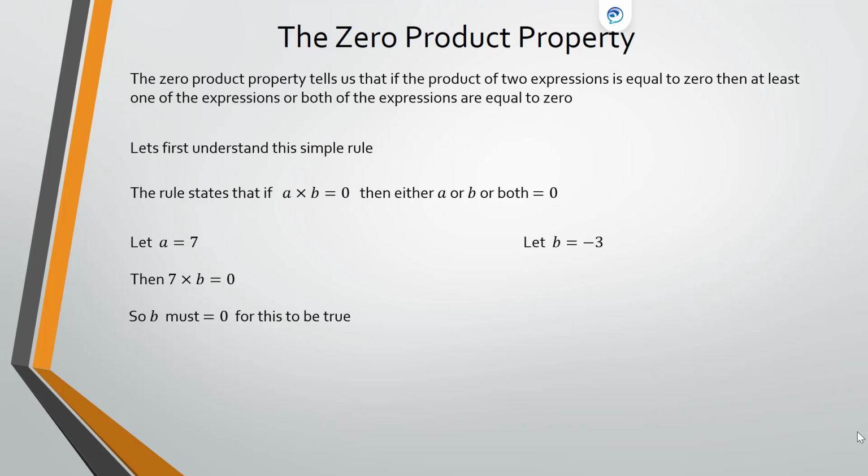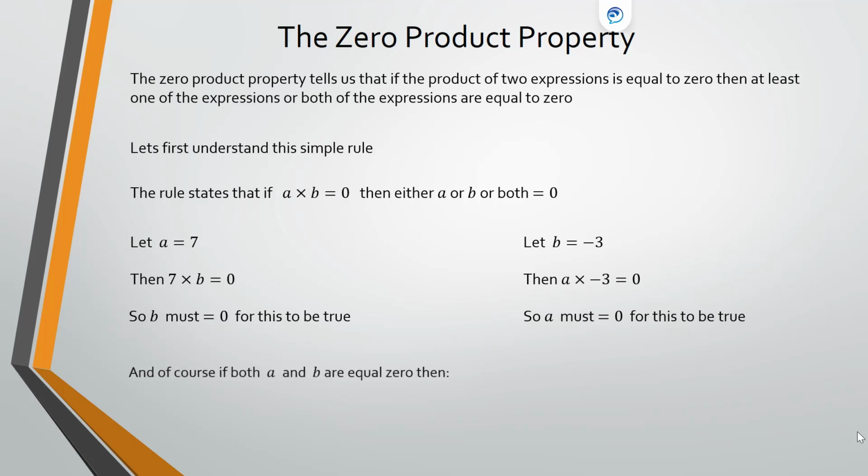7 times 0 is 0. Another example, let B equal minus 3. Then A times minus 3 equals 0. A cannot be any other number but 0 for this to be true. 0 times minus 3 is 0. And of course, if both A and B are equal to 0, then we have 0 times 0 equals 0.